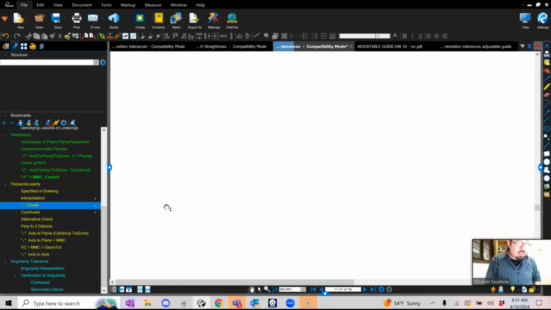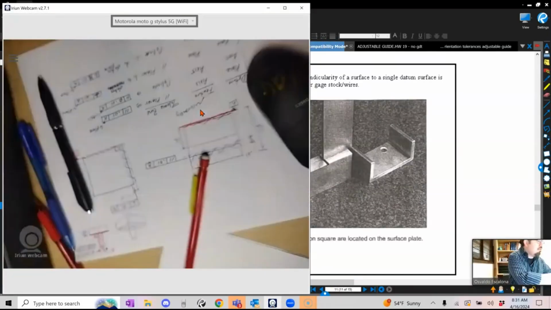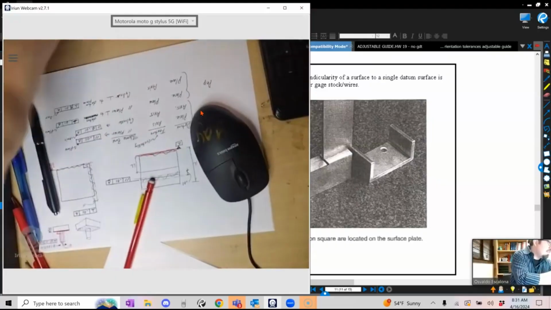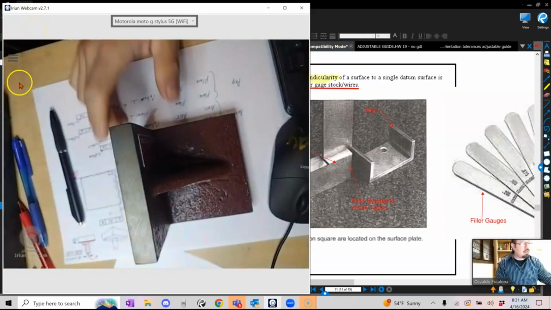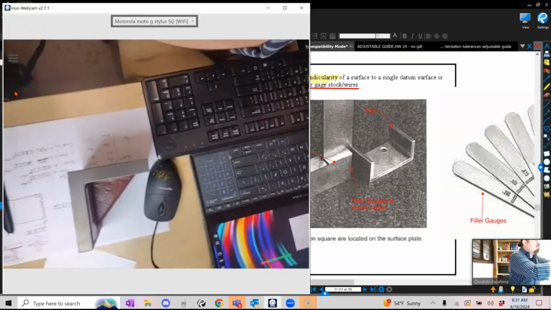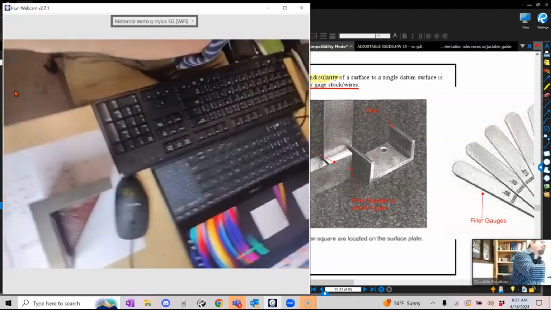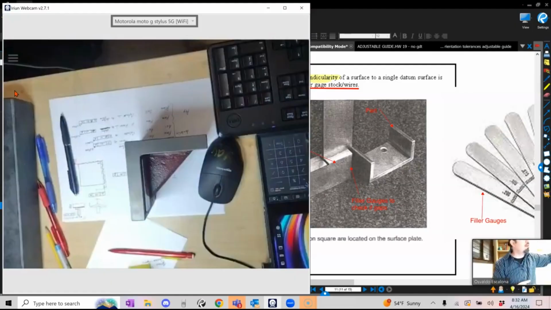So we talked about flatness before, but we also talked about parallelism. But what about perpendicularity? Well, in terms of perpendicularity, you guys could probably see here. See if I can show you. So this guy is an angle, right? Like that, right? Just concentrate on this, you guys can see it.